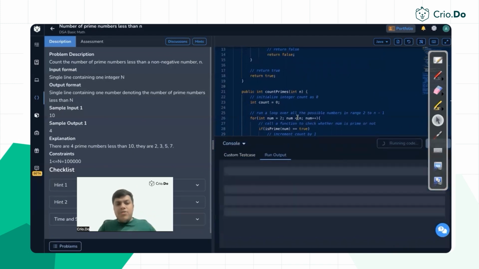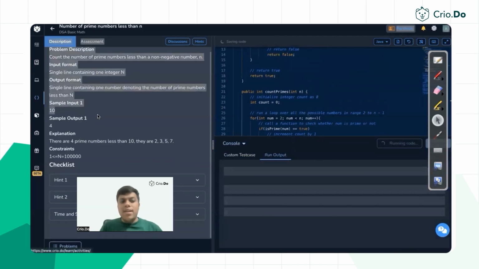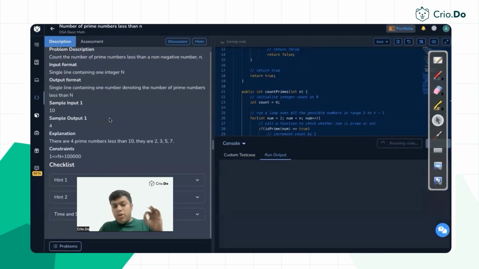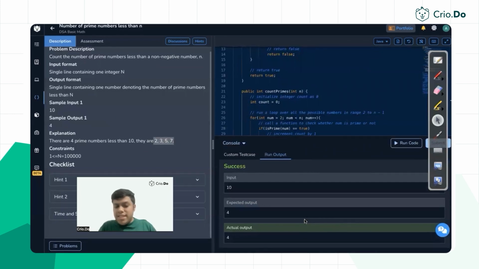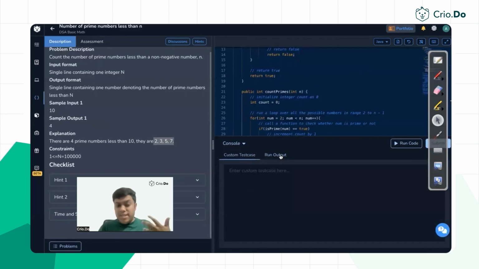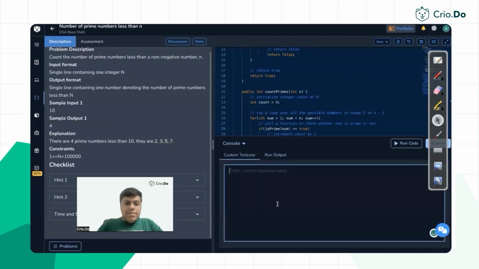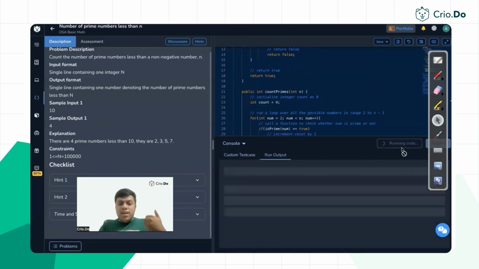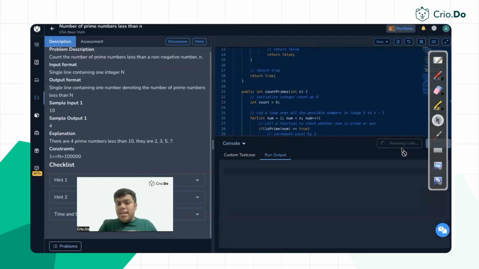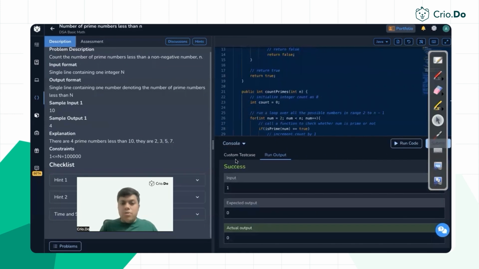Let's now try it for the sample test case. For 10 numbers, the answer should be 4 because the prime numbers are 2, 3, 5, and 7. Yes, it is giving me 4. What about a test case where n is 1? How many prime numbers are there from 0 till less than 1? 0 numbers are there. The output will be 0.